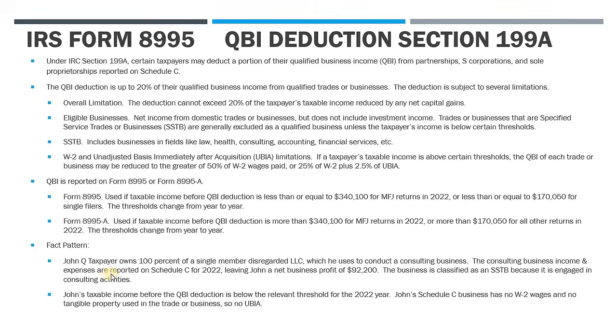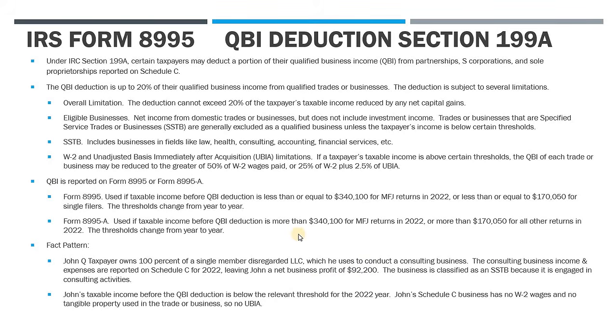So let's have a look at John's fact pattern here, and then we'll dive into the return itself. So John, taxpayer, he owns 100% of a single member LLC that's a disregarded entity. So this is not an S Corp, this is not a partnership, not a C Corp. And he conducts his consulting business through this disregarded LLC.